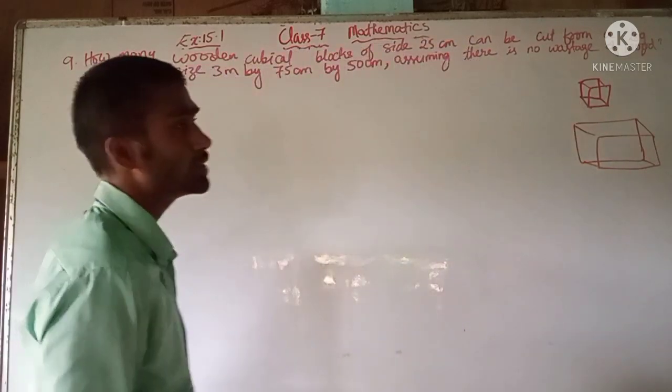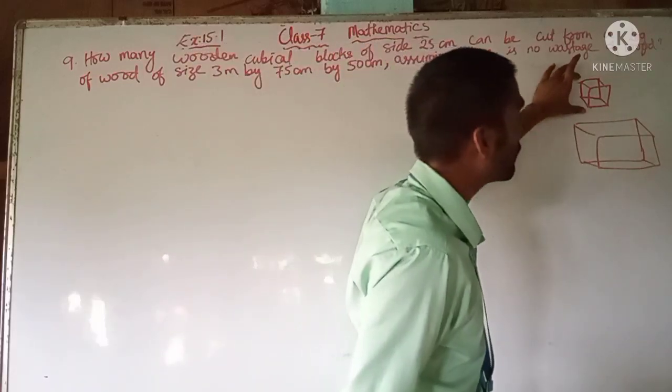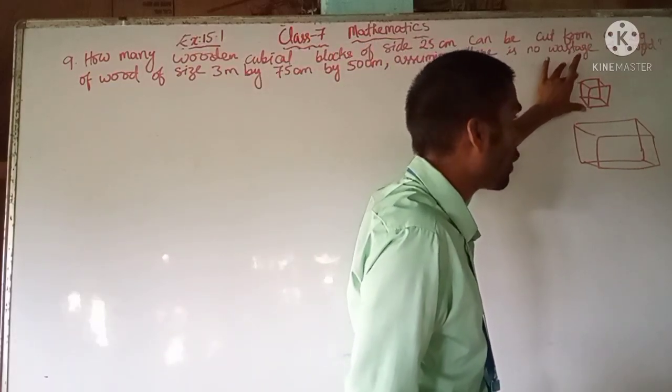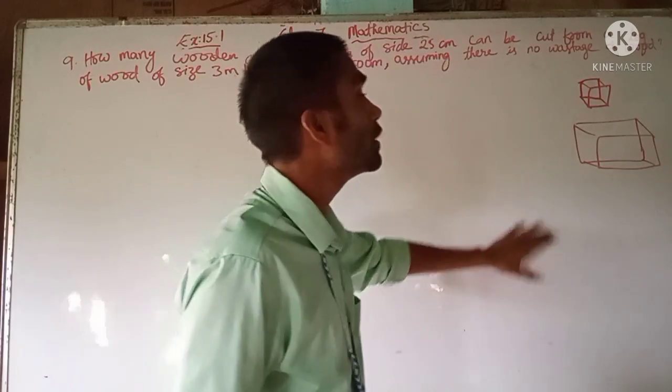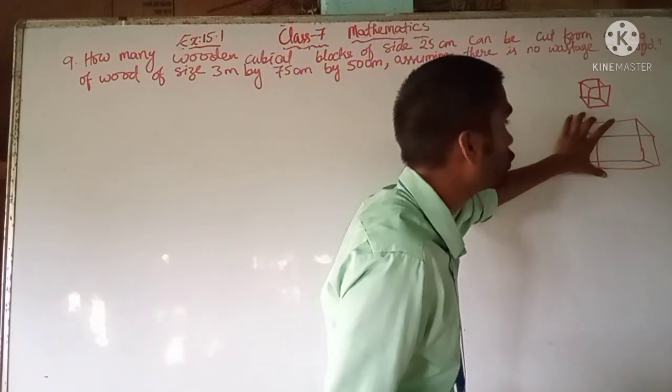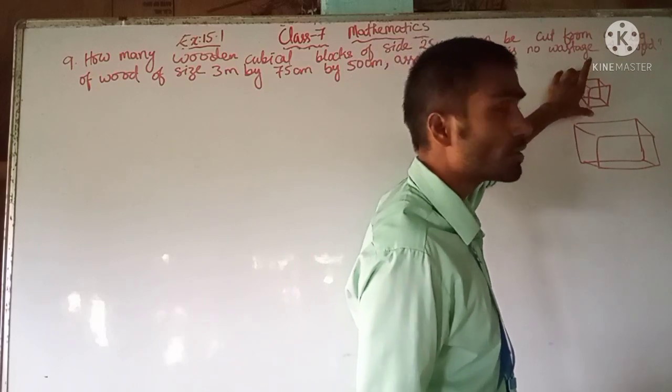So what we need to do is, first we will find the volume of this small box, and then we will find the volume of this log also, and then we will divide this greater volume by the smaller volume.